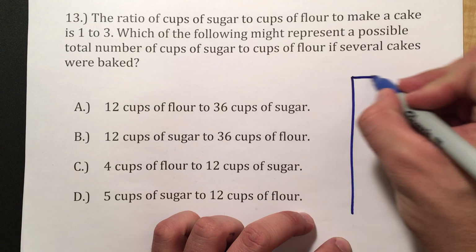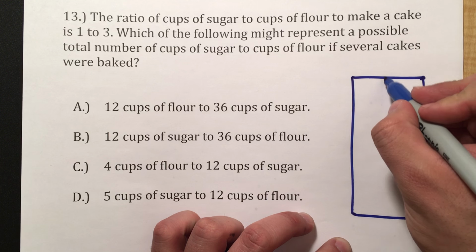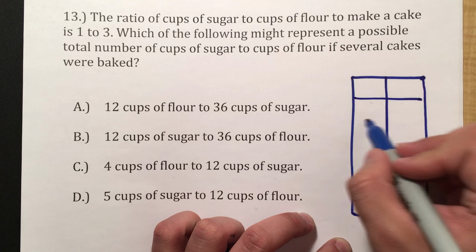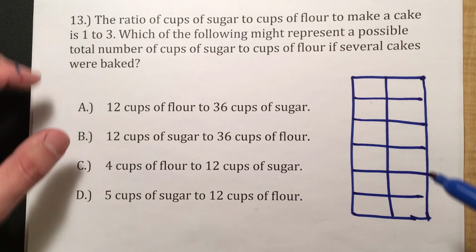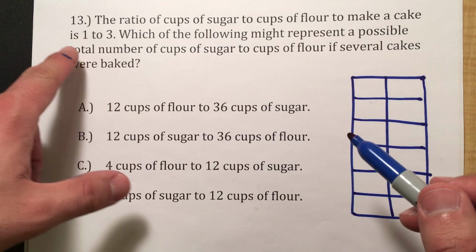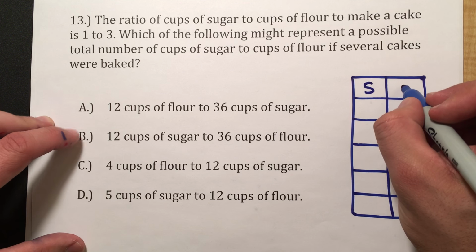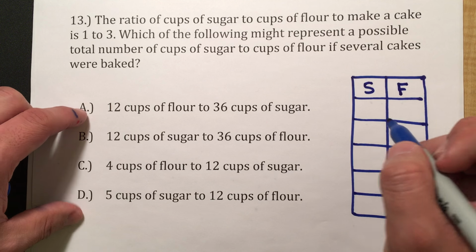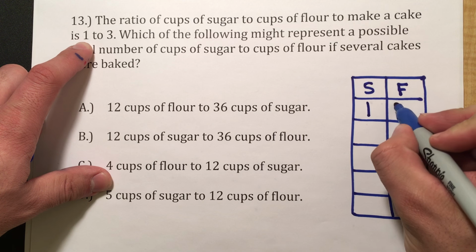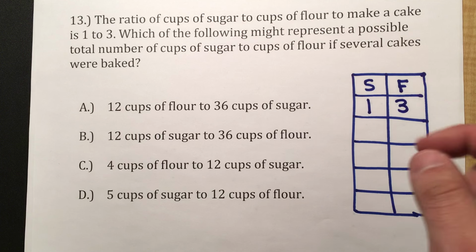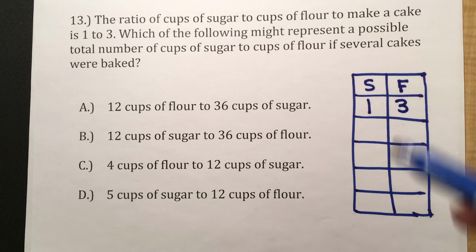That means that for every single cake that we bake, and I'm going to draw a table here, it might help us understand a little bit better. For every single cake that we were to bake, we need 1 cup of sugar. So I'm going to put here S, that stands for sugar, and then F, which is flour. We need 1 cup of sugar for every 3 cups of flour. Okay, so if we were to bake a cake, we would need 1 cup of sugar for every 3 cups of flour. Now let's just say we were to bake 2 cakes.